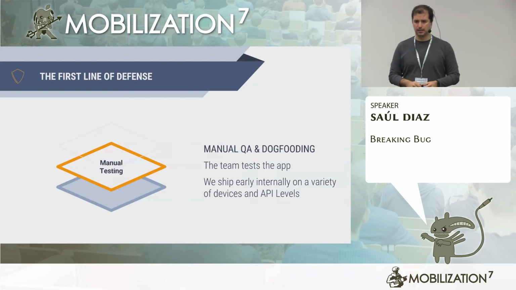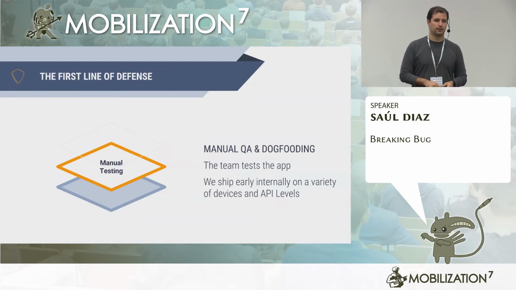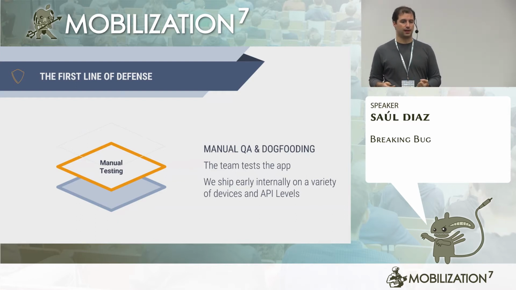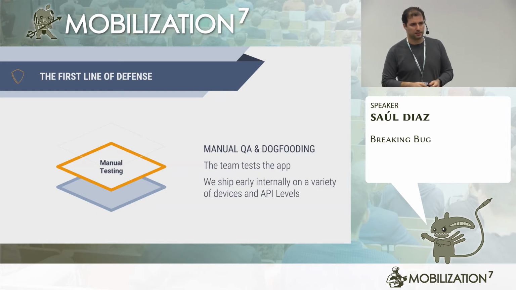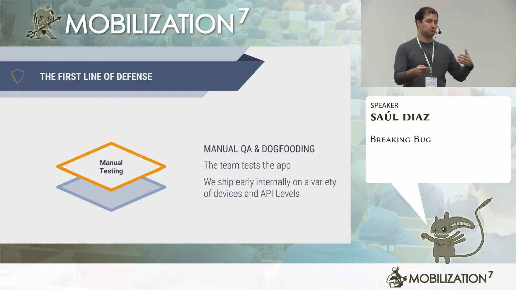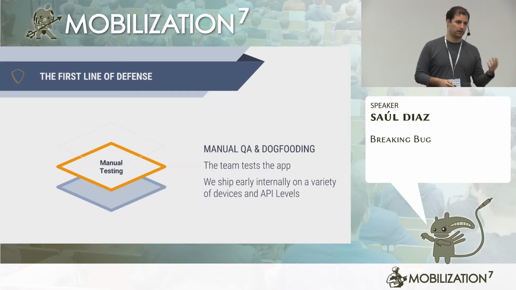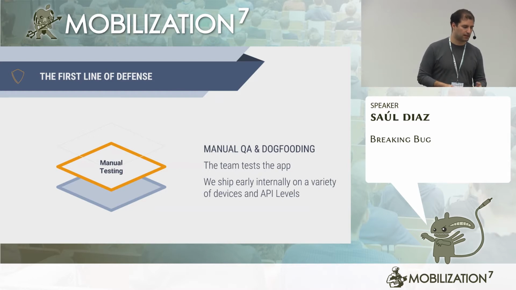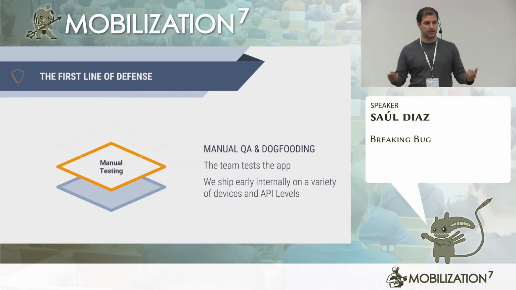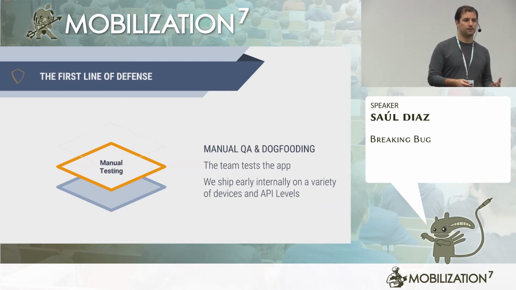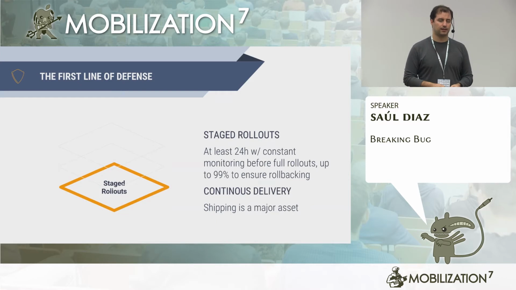Our second line of defense is obviously manual QA and dogfooding. We attempt to ship the features early internally, so we can test them as soon as they are in a state where they can be used, and so we can detect some specs that were not covered by the original documents and these kinds of things. We also have several devices where we can test with different form factors, different makers, different API levels, which is something normal too.